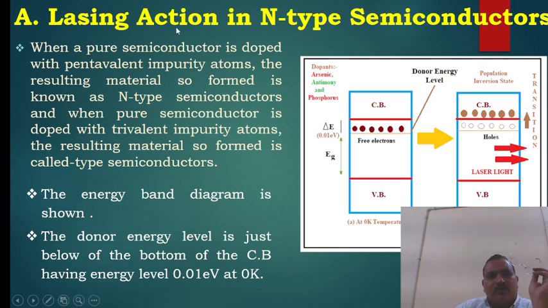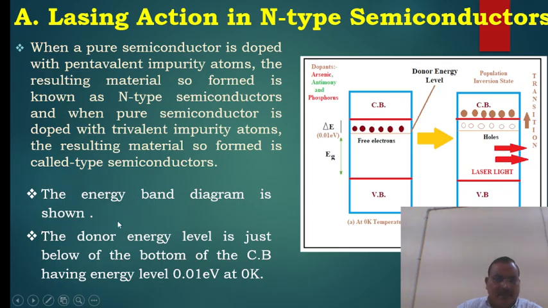So now I am using the N-type semiconductor. N-type semiconductor is when a pure semiconductor is doped with pentavalent impurity, like arsenic, antimony, phosphorus. The resulting material so formed is known as N-type semiconductor, having more free electrons, valence electrons. When a pure semiconductor is doped with trivalent impurity, we get the P-type. I forgot to write P-type semiconductor. Trivalent and pentavalent impurity.